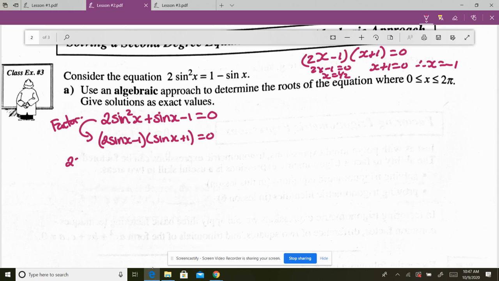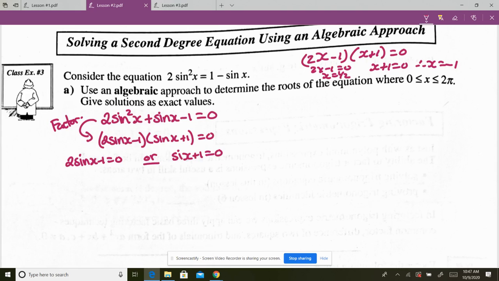So then you go 2 sine of x minus 1 is equal to 0. Or sine x plus 1 is equal to 0. Okay? And you solve each one of those. So let's solve the sine of x plus 1. I move the 1 over. And it says sine of x is equal to -1.